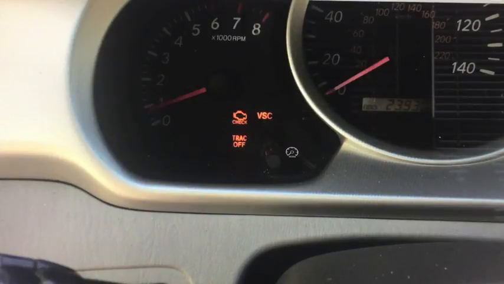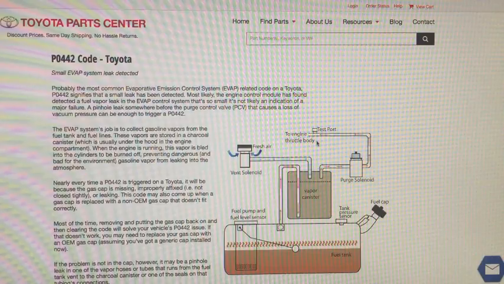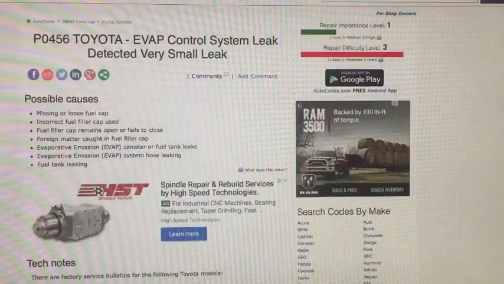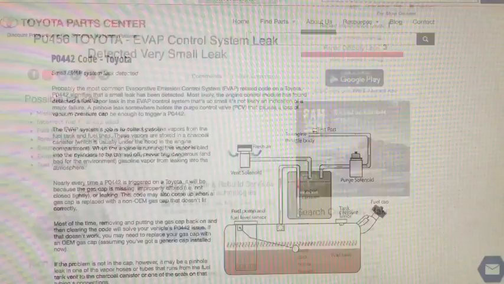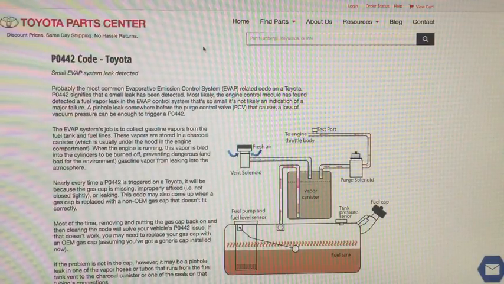2005 Toyota Highlander. This is a still shot of my dash about a month ago. I had a check engine light come on. I took it to AutoZone, got the code reader put on it. That check at AutoZone pulled up two codes, P0442 and P0456. Both of those deal with small leaks in the EVAP system.